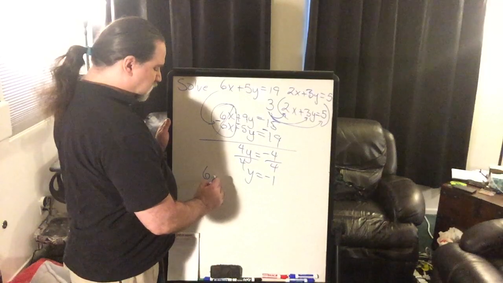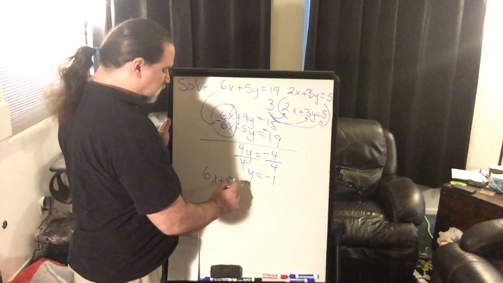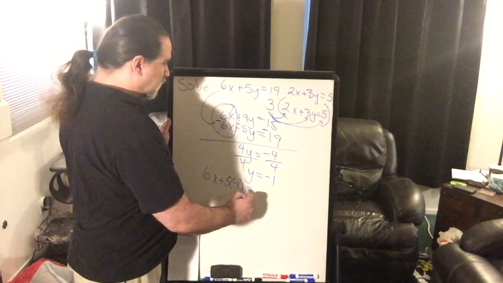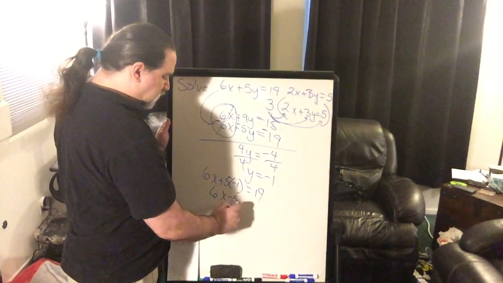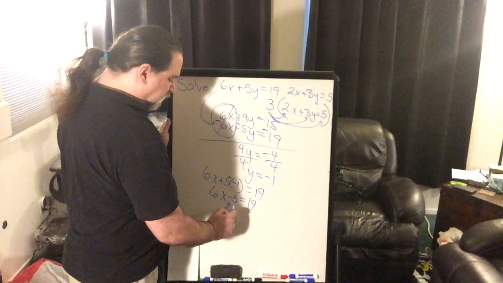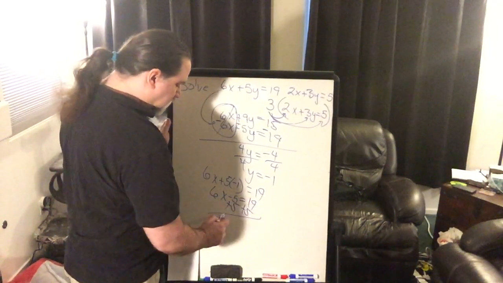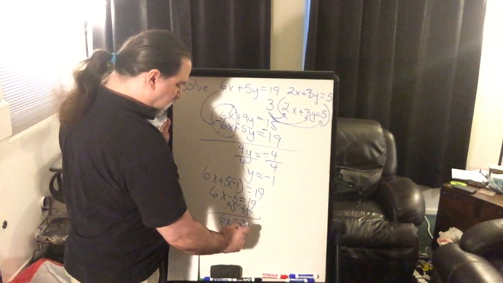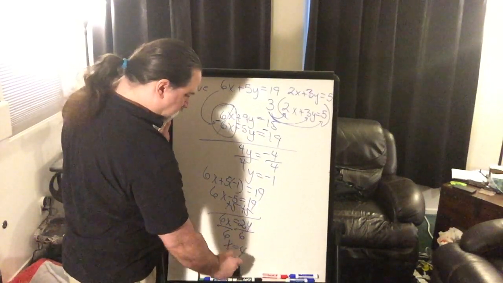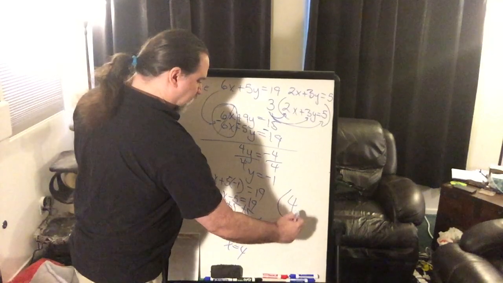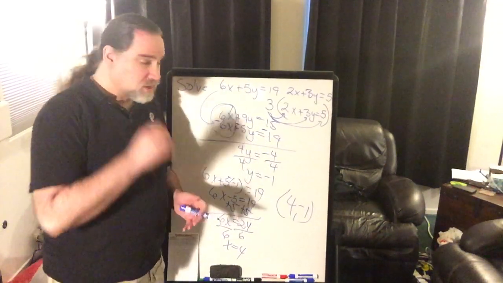So 6x plus 5 times negative 1 equals 19. And now we're solving equations just like we did back in the day. Add 5 to both sides. 6x equaling 24, dividing by 6, and x equaling 4. And now I have a final answer of 4 comma negative 1.